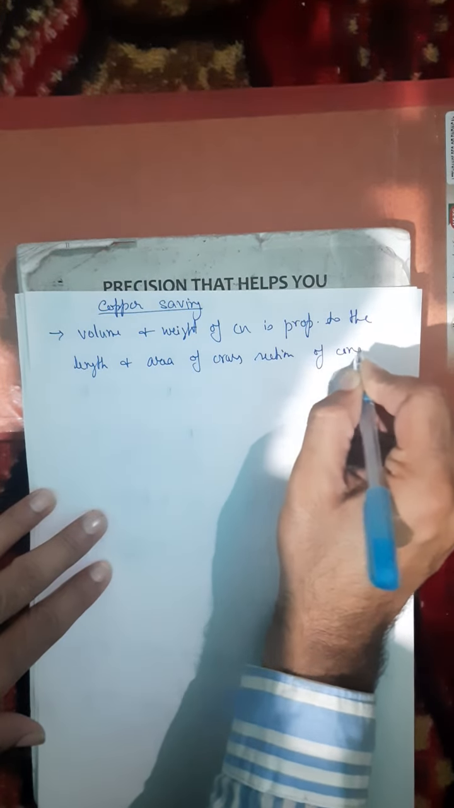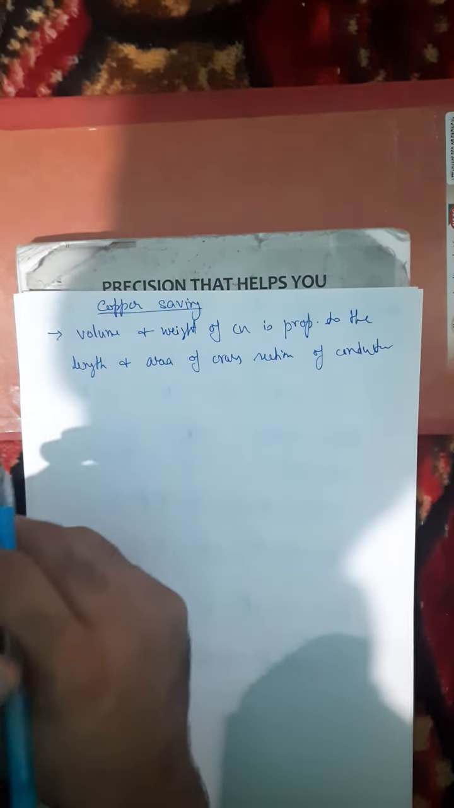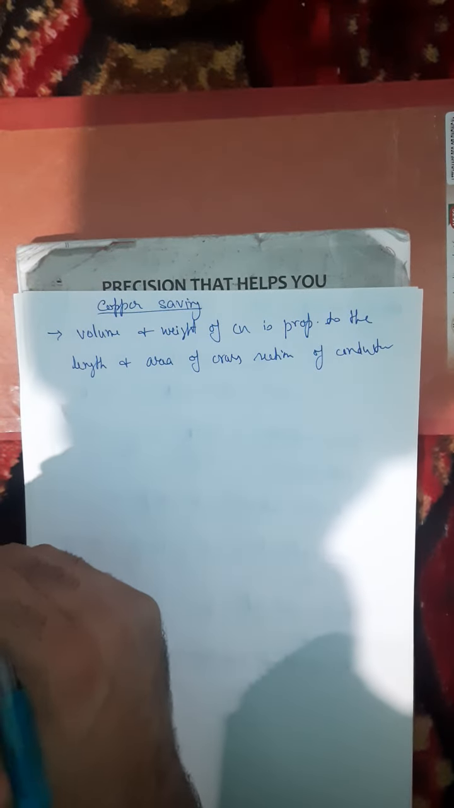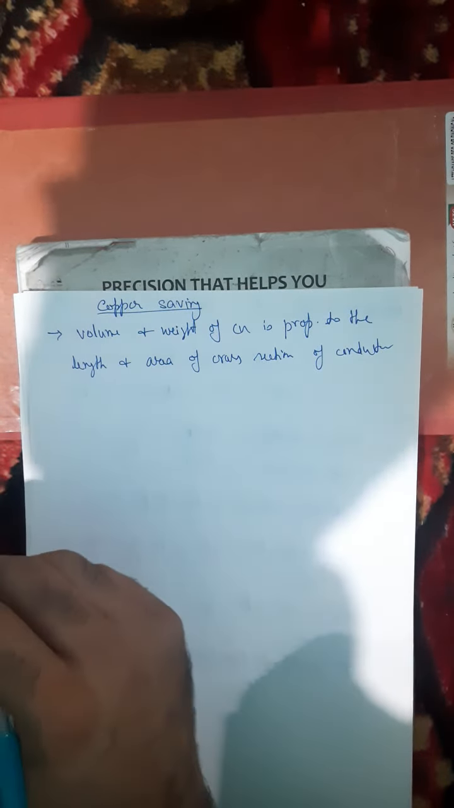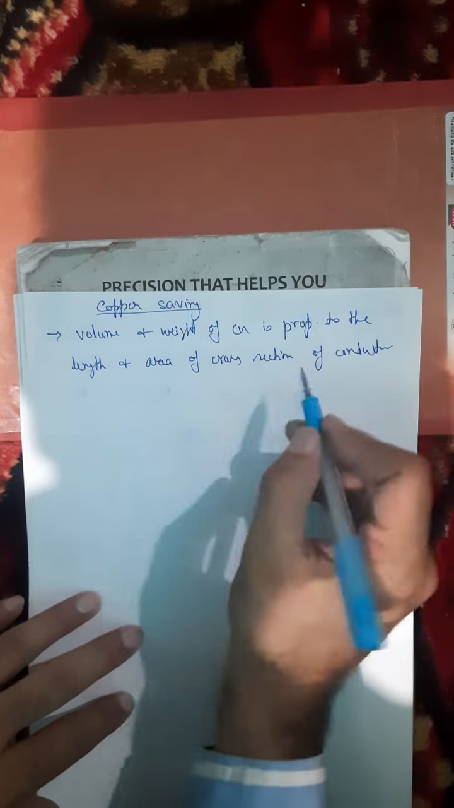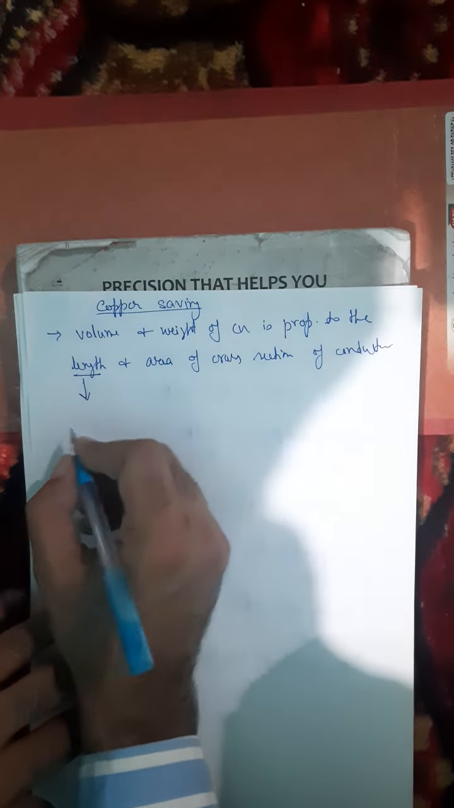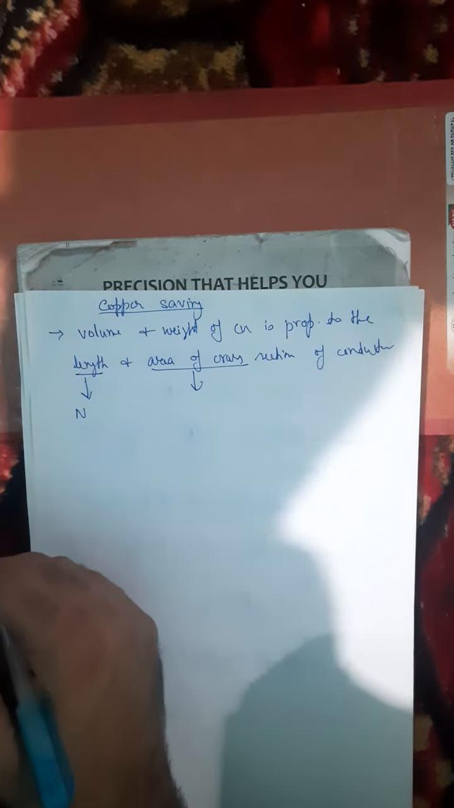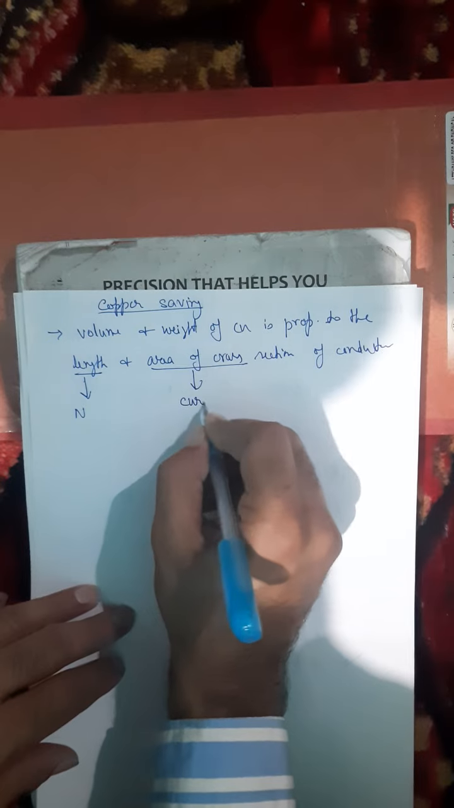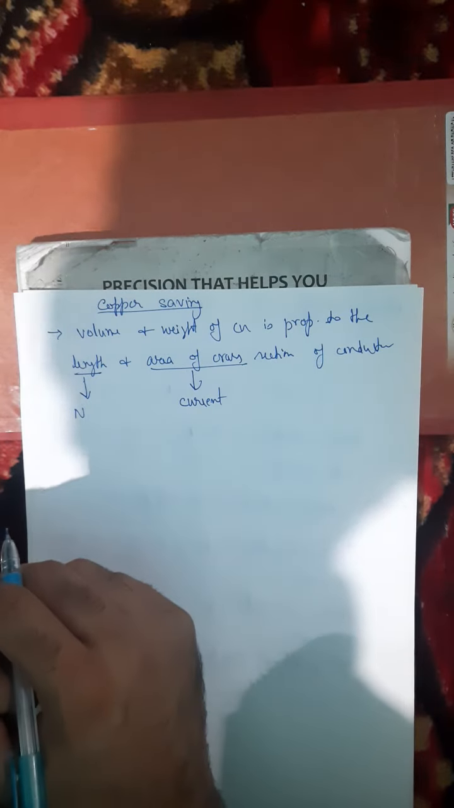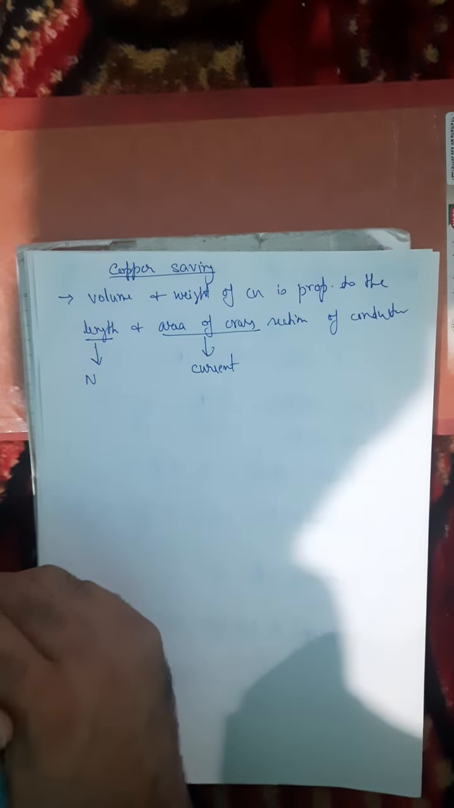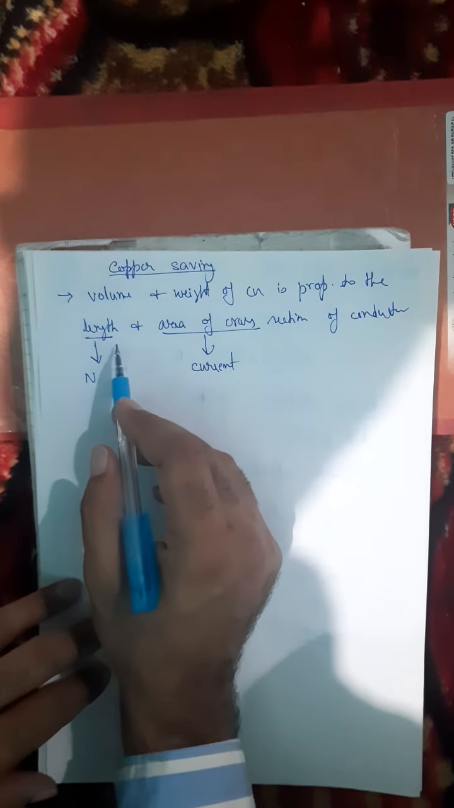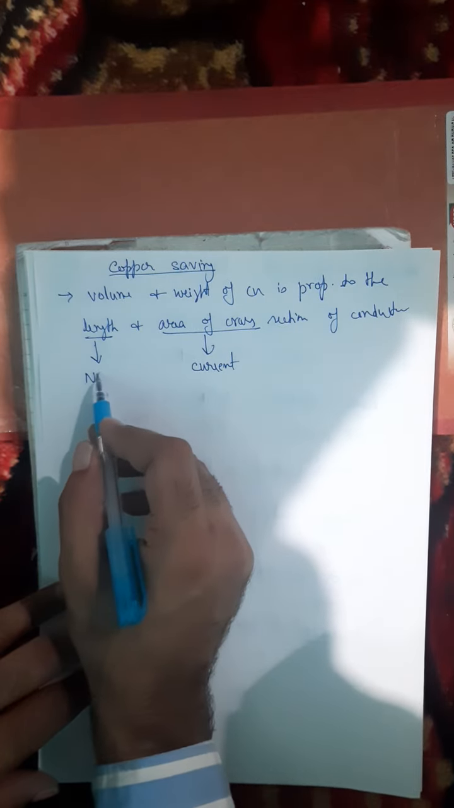Area of cross section of conductor. Length means how many turns we have to use, and area of cross section of the conductor means how thick the conductor is. So the length of the conductor is proportional to the number of turns, and the area of cross section of the conductor is proportional to the current that is flowing through it. Hence I can say that the weight of the conductor is proportional to the product of the current and the number of turns.